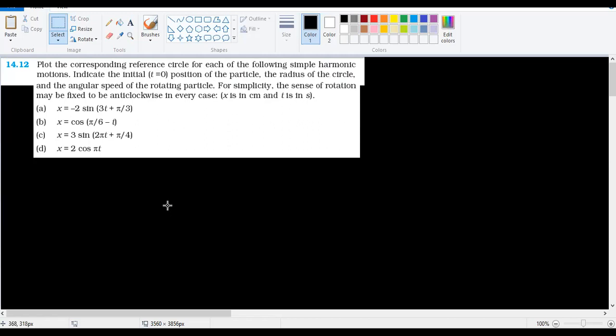Plot the corresponding reference circle for each of the following simple harmonic motions. Indicate the initial, t is equal to 0, position of the particle, radius of the circle, and the angular speed of the rotating particle. So that means omega is asked, radius is to be shown, and then the starting point is to be shown, and then we should also include the direction of the rotation. For simplicity, the sense of rotation may be fixed to be anti-clockwise in every case. So they're asking you to keep it as anti-clockwise all over.